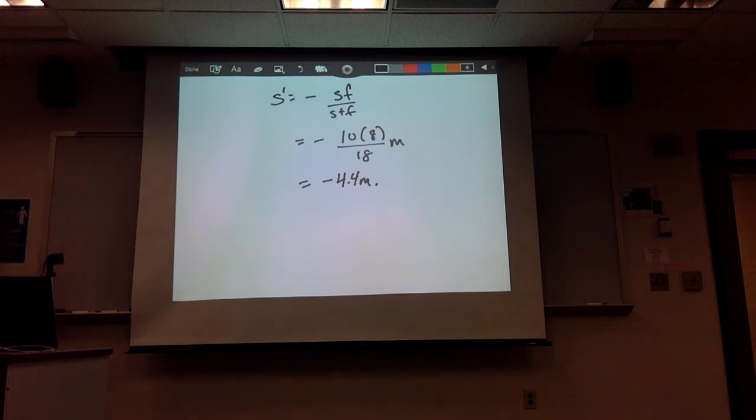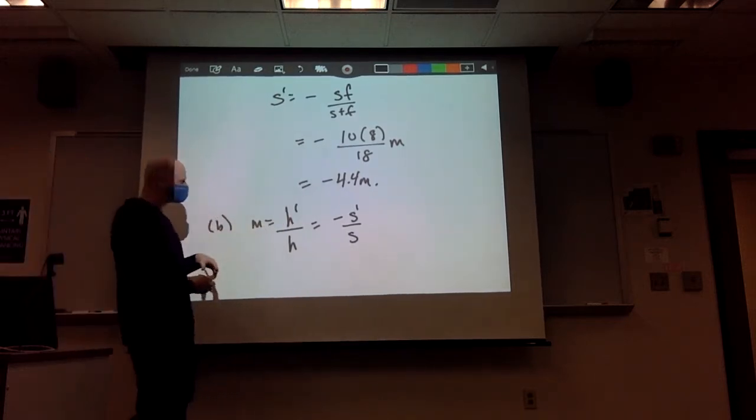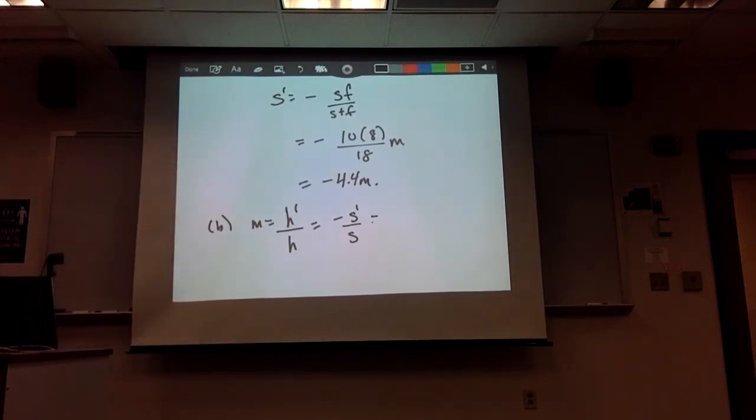Okay. So finally, part B, all we want to know is what's the magnification. Magnification we know is equal to either the image height divided by the object height, or equal to the negative of the image distance divided by the object distance. In this case, we don't know the original height of the object or the image height, so we have to use the second definition. So it's going to be a negative of -4.4 divided by the object distance, which is simply 10. This works out to be 0.44. This means that the image is 0.44 times the object height.